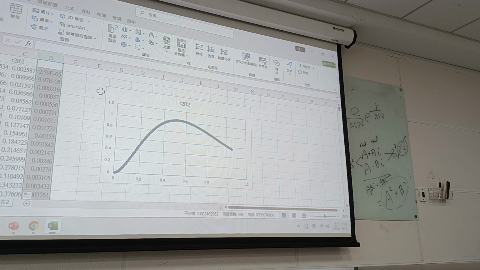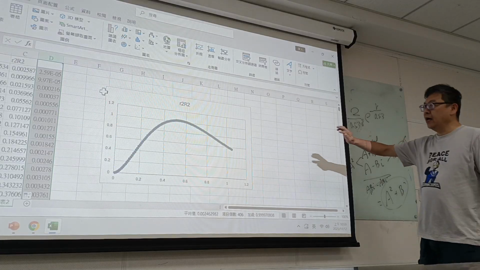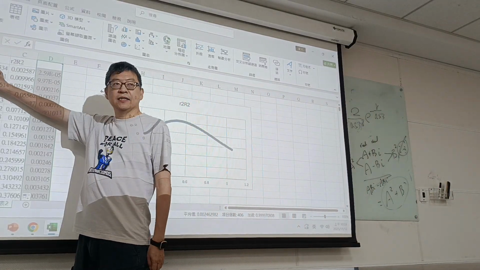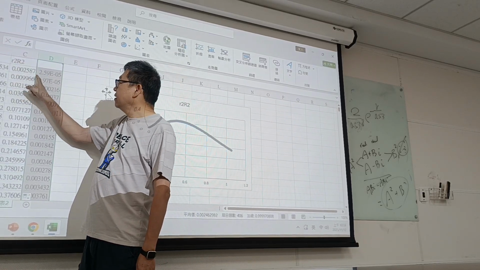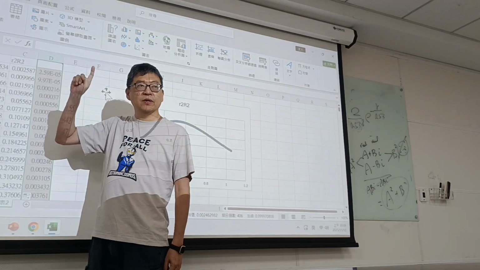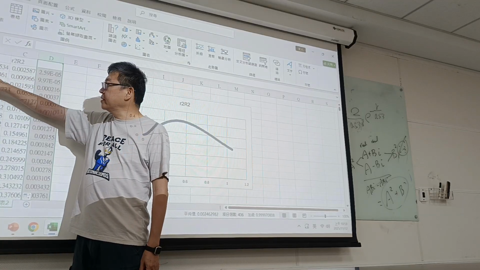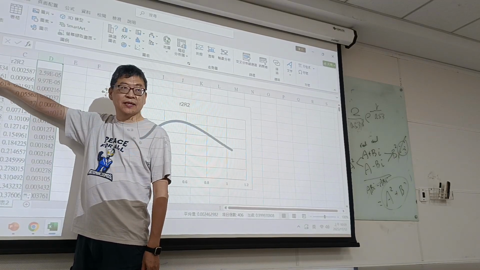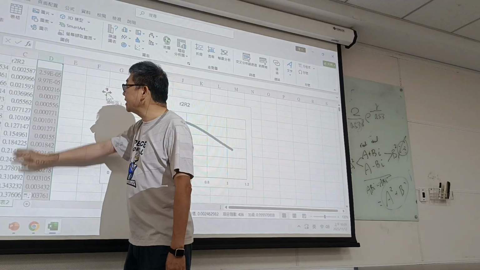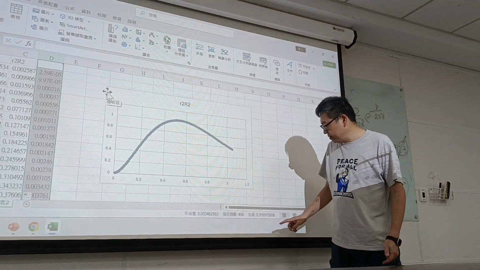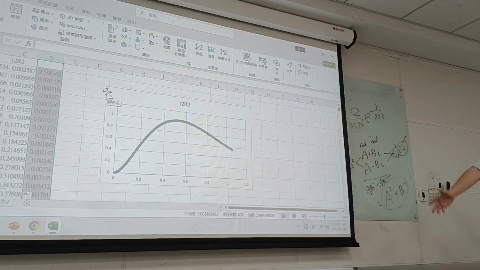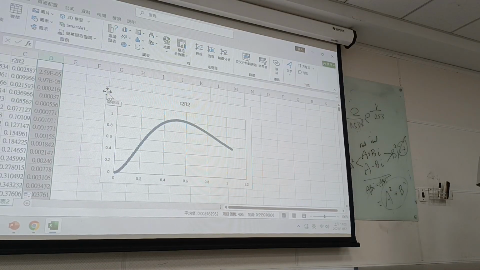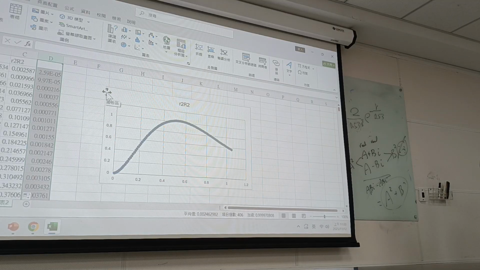So this is r, and this is r squared, and I multiply this by 0.01. What is 0.01? 0.01 is dr, because this minus this is 0.01. If I sum it up, it becomes 1. What does 1 mean? It means in the whole space, how many electrons can I find? 1. So integration over all the space.